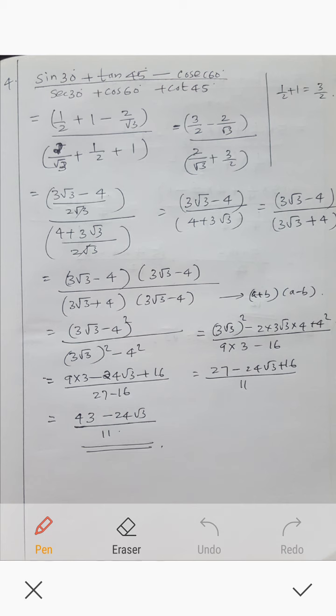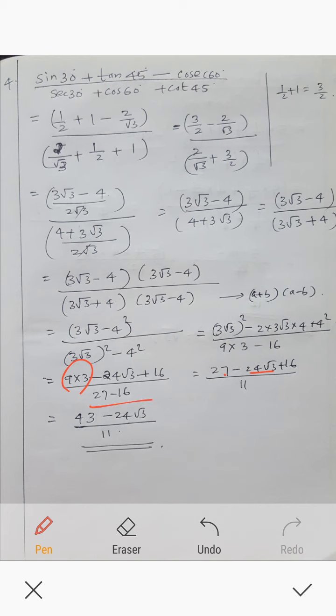Okay, so (3 root 3) whole square is 9 into 3. 2 into 3 into 4 is 24. So 24 root 3 plus 4 square is 16. Now 9 into 3 is 27. Here minus 24 root 3 plus 16 by 27.